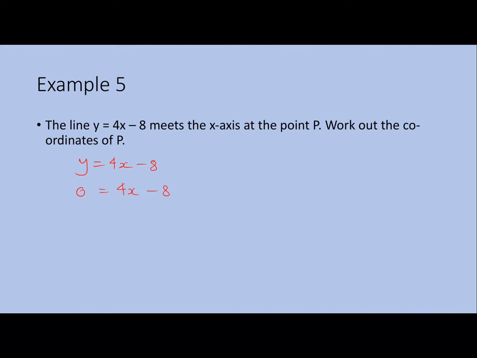So if we add 8 to both sides, we get 4x equals 8, x equals 2. So there we have our point P. Point P is the point 2, because x is 2, and 0, because all the way along the x-axis, y is 0.